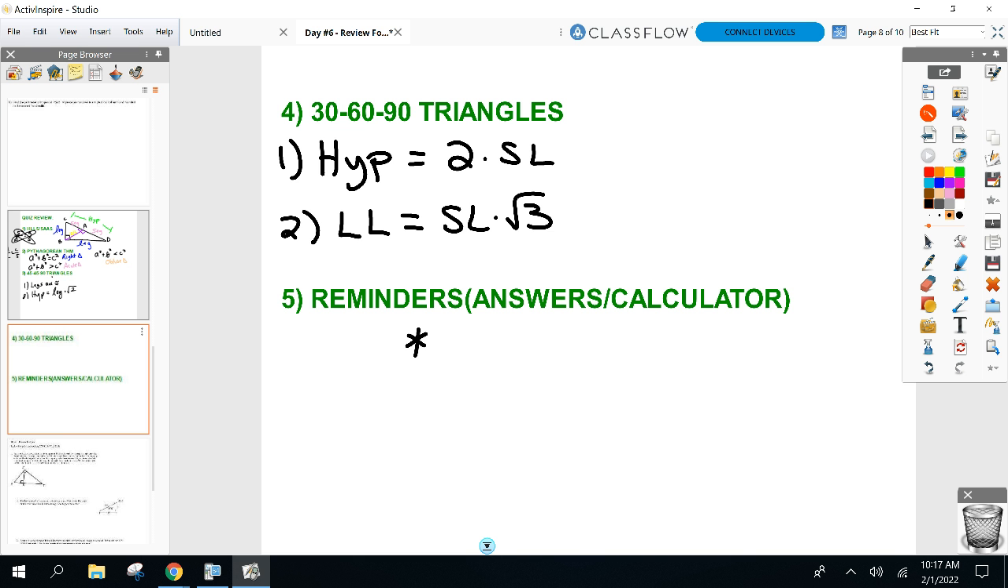And just a quick reminder, don't round until the end of a problem, okay? If you have a decimal answer along the way that you need to use to figure out the final answer, don't round it. Don't round until the end.